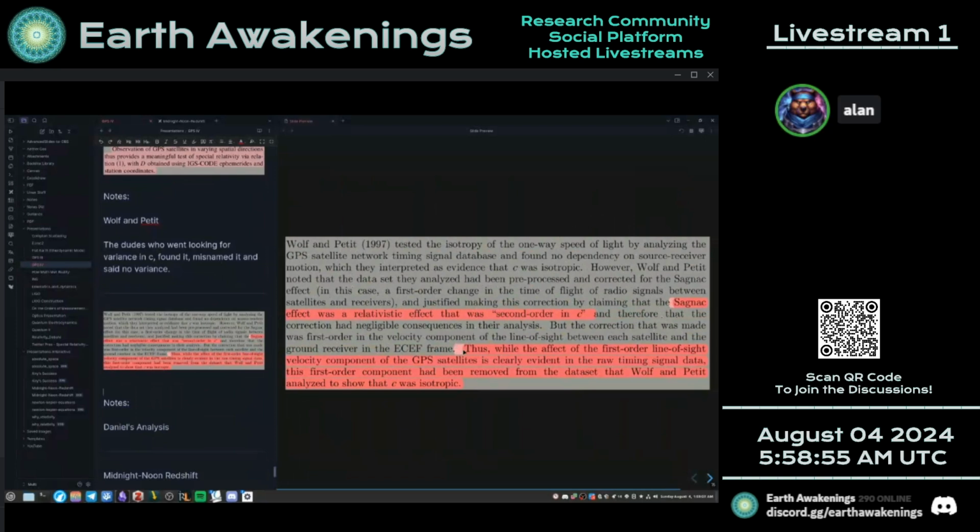Thus, while the effect of the first order line of sight velocity component in GPS is clearly evident in the raw timing signal data, this first order component had been removed from the data set that Wolf and Pettit used to show that the speed of light was anisotropic.